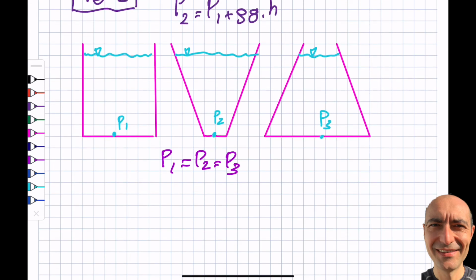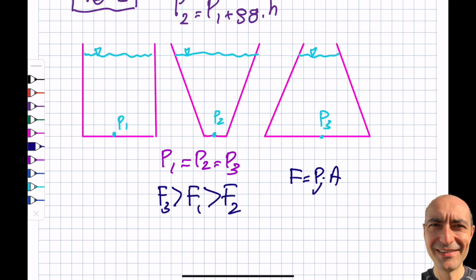Okay. What about the forces? How about F1, F2, F3? Force is equal to PA, right? So P is the same, so basically the area will be the name of the game, right? The bigger the area, the bigger the force. So you can see over here that F3 will be larger than F1, which will be larger than F2.